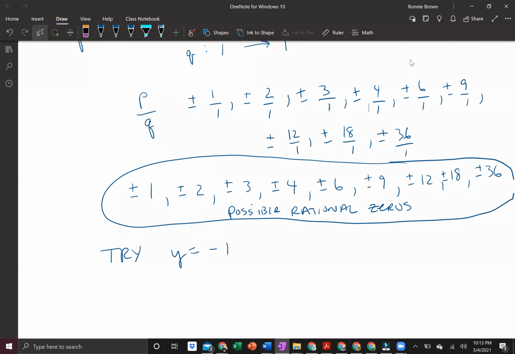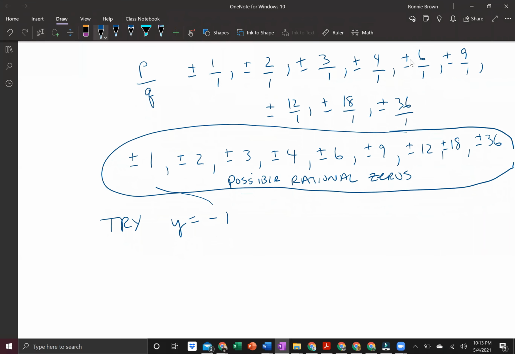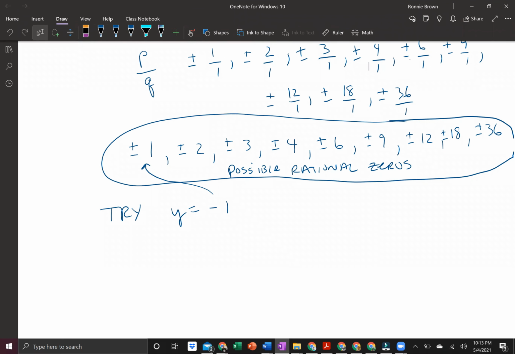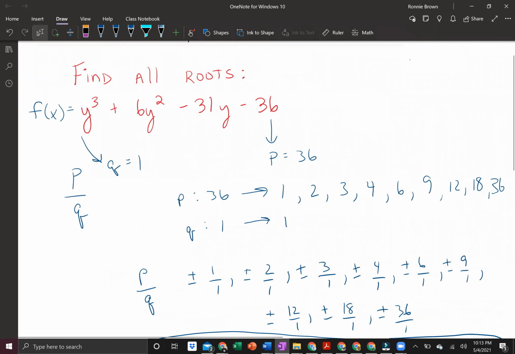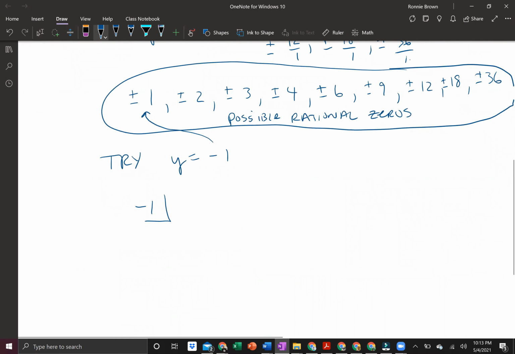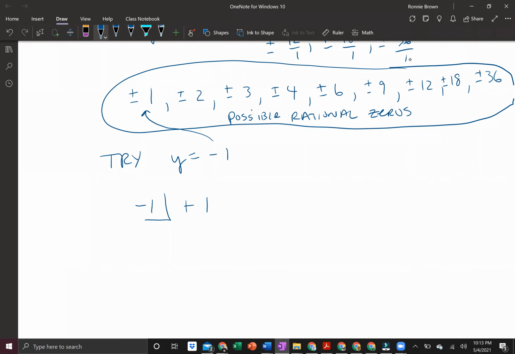So in trying y equals -1, which is one of these possible rational zeros, I'm going to have to use synthetic division. So I'll place that -1 in the box, and now I'll write the coefficients of the original polynomial function. What are those coefficients? They were 1, 6, -31, and -36. All right, so I'll write just those: +1, +6, -31, and -36. And now I'll complete the synthetic division.